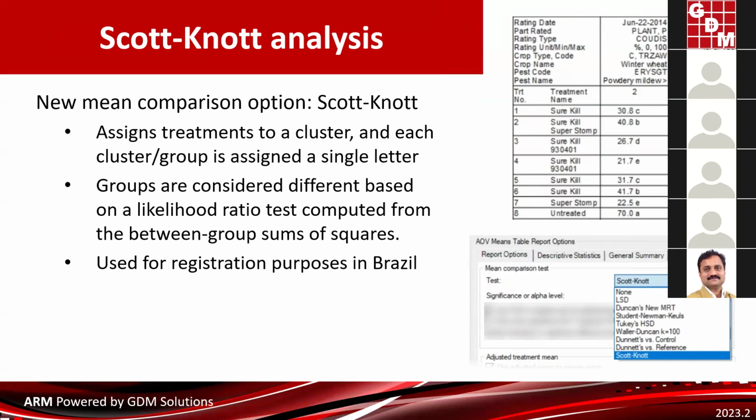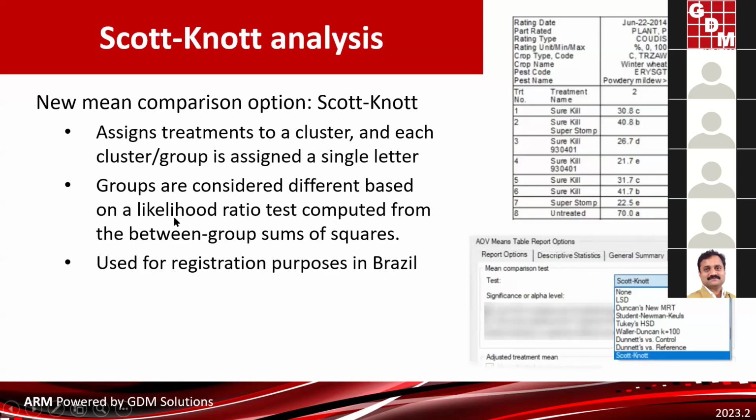And just one more minute to go. One last note to make. In the list of mean comparison tests that we offer, that list grew by 1. We added the Scott-Knott mean comparison. This specifically came from Brazil. They have registration requirements to use this mean comparison test. I think the main difference with that analysis is the treatments get assigned to a cluster, and each of those clusters gets a single letter. So you'll notice that there's only one letter in the output for each one.